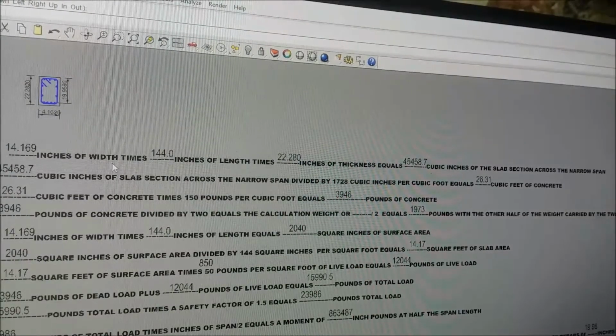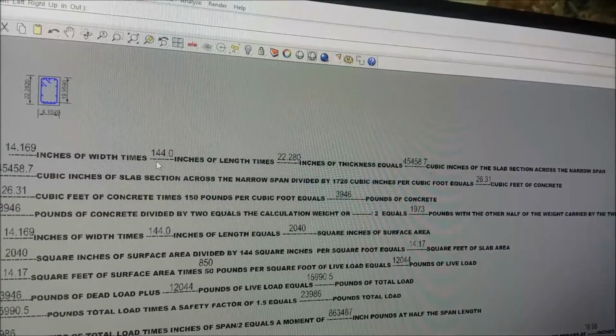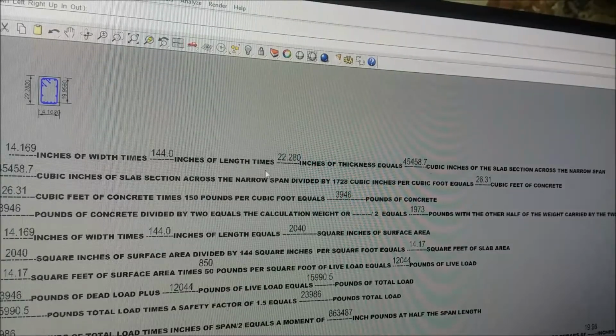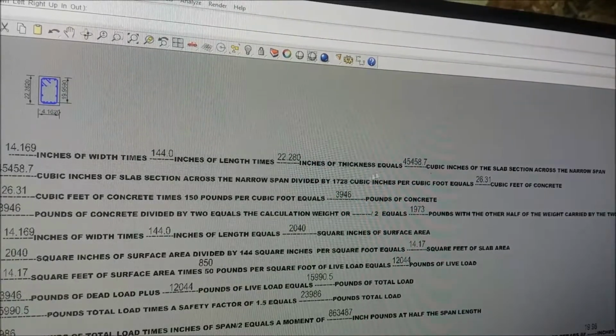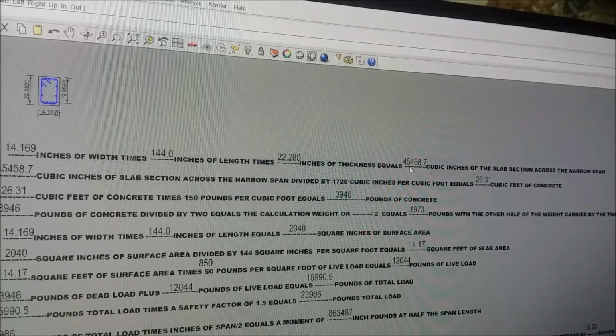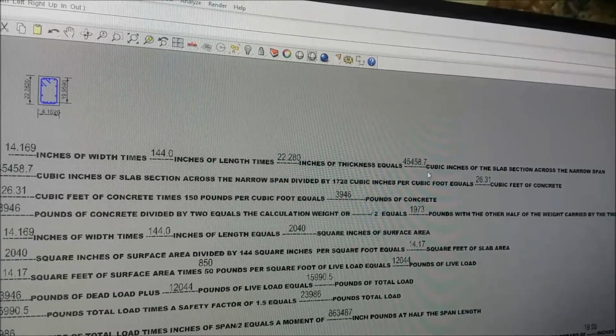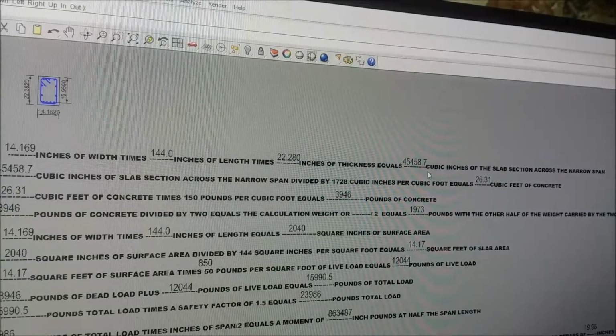114.169 inches of width times 144 inches of length, and times 22.28 inches of thickness. That equals 45,458.7 cubic inches, and this is across the narrow span.